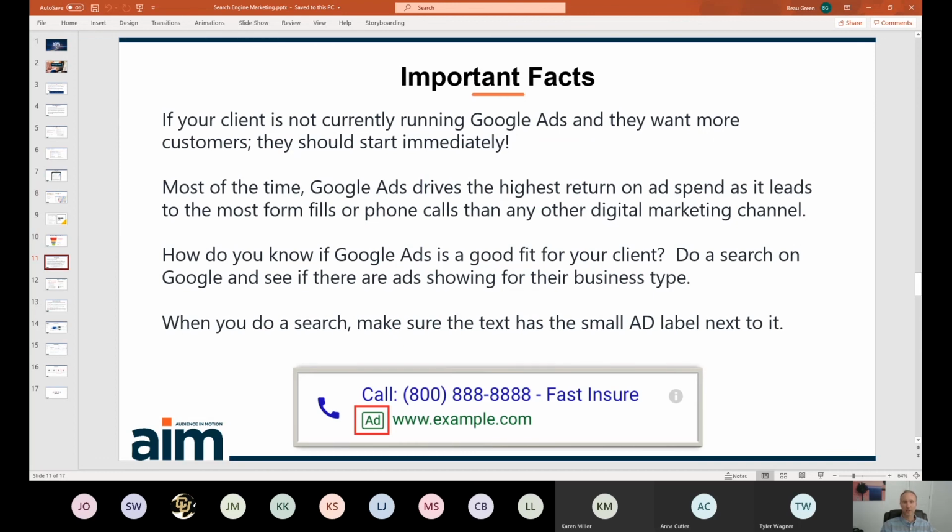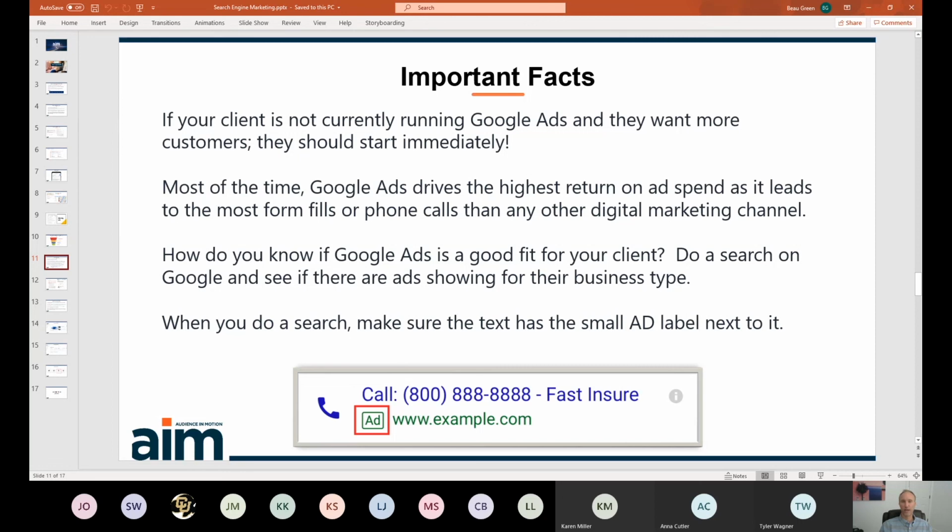Some important facts about Google Ads: if your client is not currently running Google Ads and they want more customers, they should start running Google Ads immediately. They are missing out on one of the most effective tools to increase their customer base. And most of the time, Google Ads drives the highest return on ad spend, as it leads to the most form fills or phone calls of any other digital marketing channel. So it's really going to drive the most return on ad spend compared to other marketing channels they might be doing, even outside of digital.